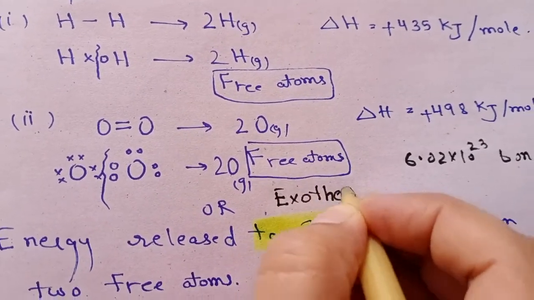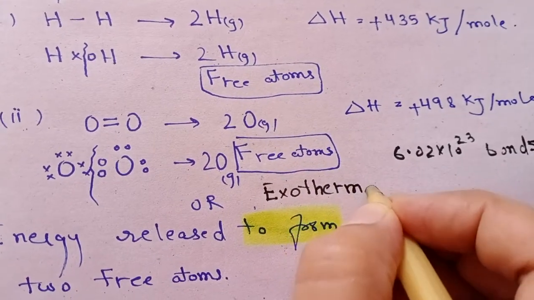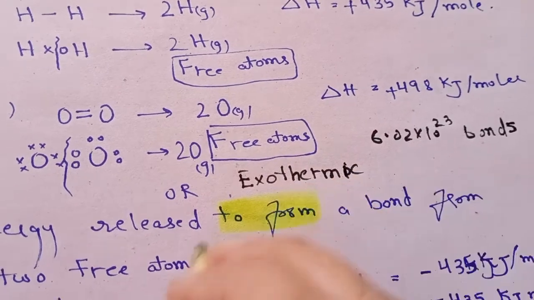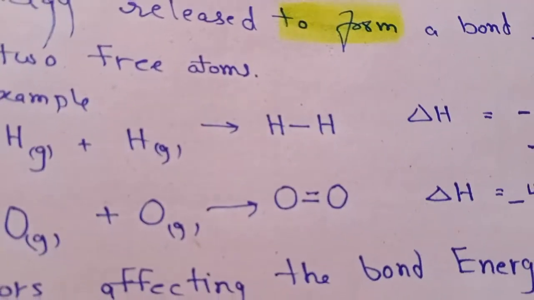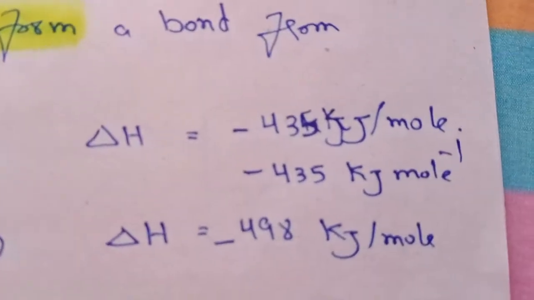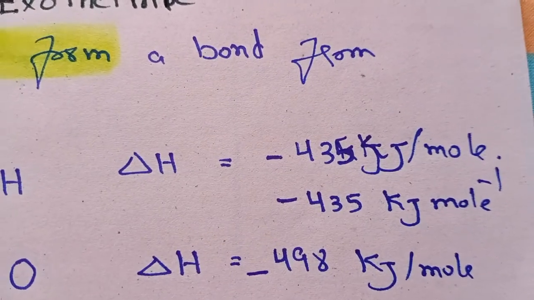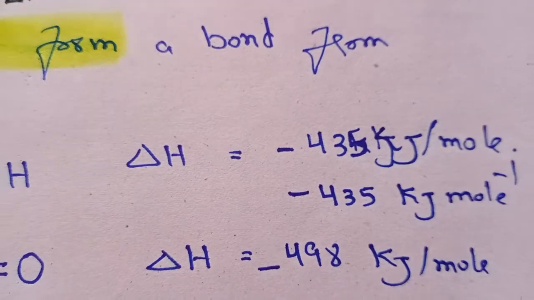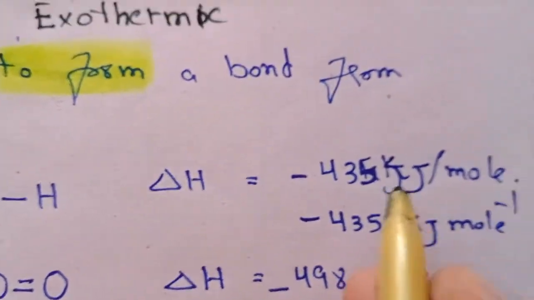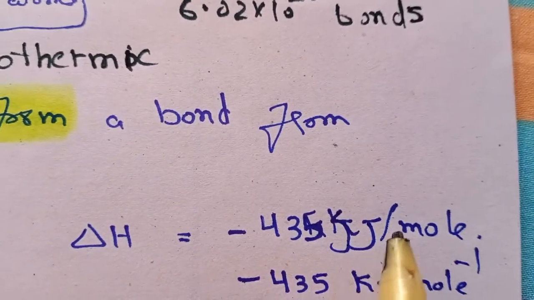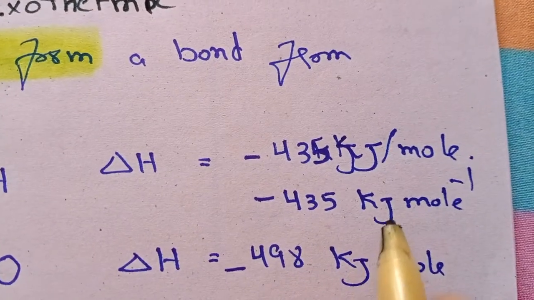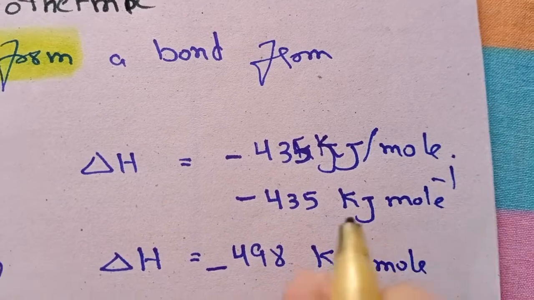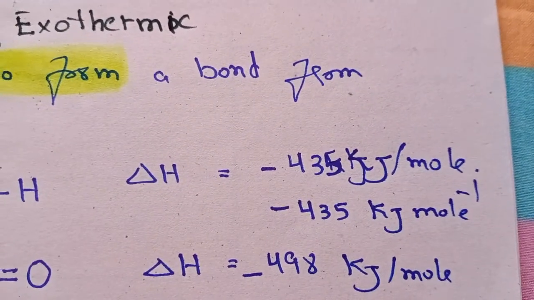So we don't have to provide any kind of energy. It is an exothermic process. The same amount of energy will be released which was required to break the bond, minus 435 kilojoule per mole. We can write the unit of bond energy as kilojoule per mole, as well as kilojoule and mole inverse. You can use either of these two ways to write the unit of bond energy.